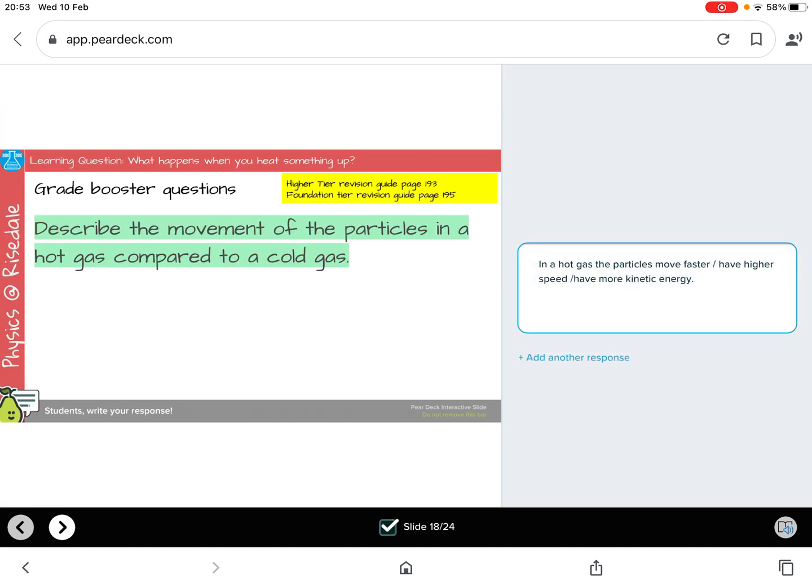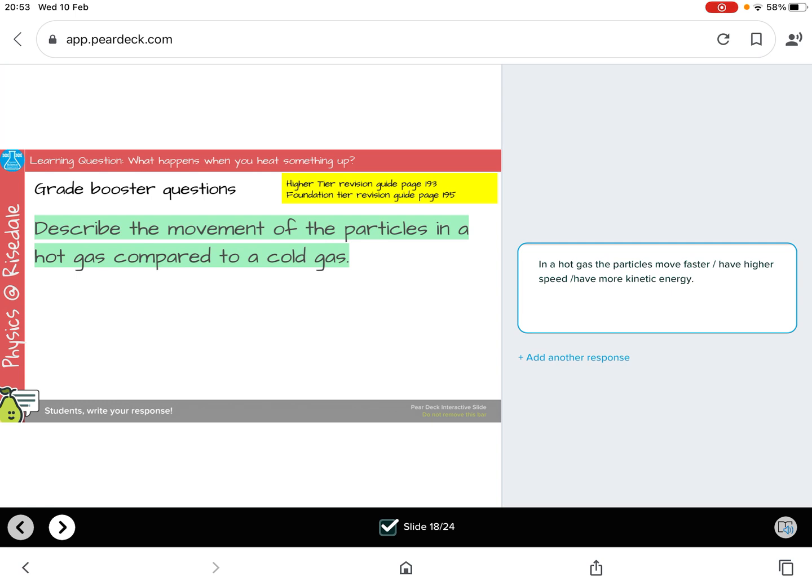So we moved on to some grade booster questions. Remember that these are designed to challenge your thinking and allow you to apply what you've learned to different situations. Describe the movement of the particles in a hot gas compared to a cold gas. Your answer should refer to the particles, not to the gas as a whole.